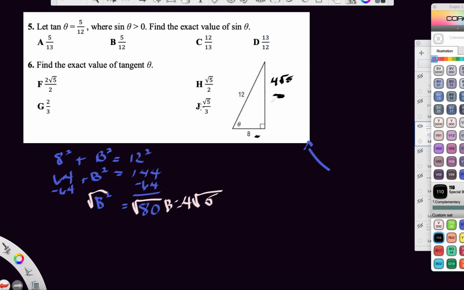With 4 root 5 being our opposite side, 4 root 5. All right, so opposite over adjacent would be, I got to write this in a different color, tangent. So tangent theta is 4 root 5 over 8. Can it be simplified? Yes, both 4 and 8, right? So it would be root 5 over 2.